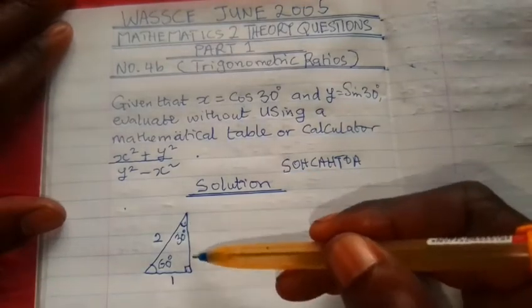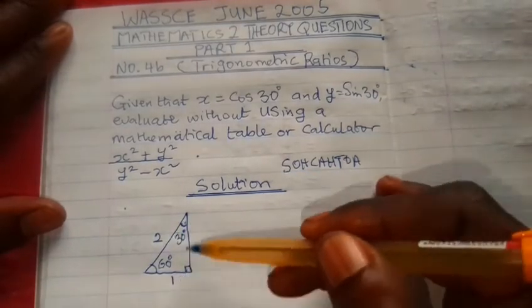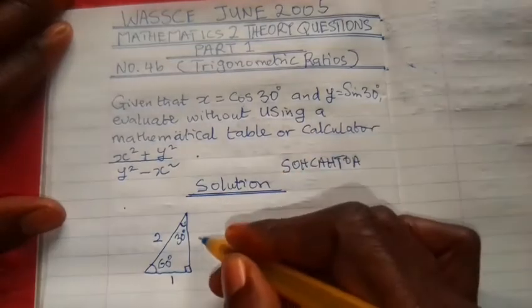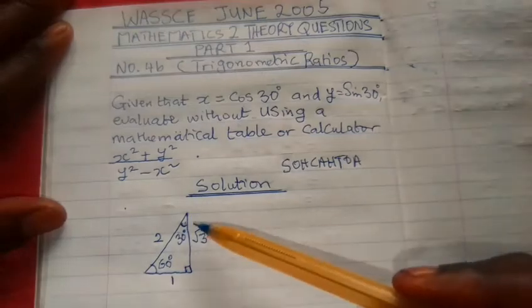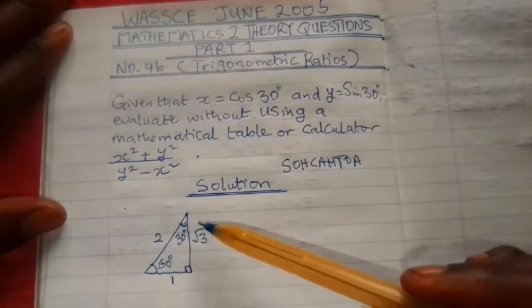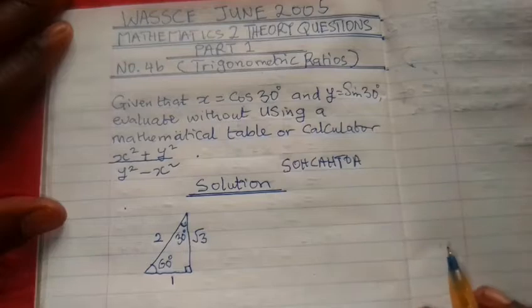Now for the third side, if you use your Pythagoras theorem, you are going to have root 3. So you must be able to draw this triangle first if you want to answer this question.